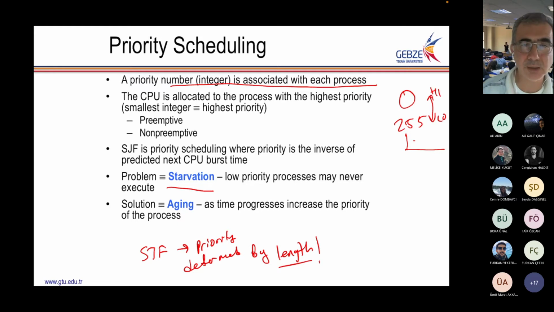So the solution is aging. So your temper is increasing. You get angry. And as time progresses, your priority also increases. And with the algorithm, sometime later, your priority becomes enough so that your task is executed.